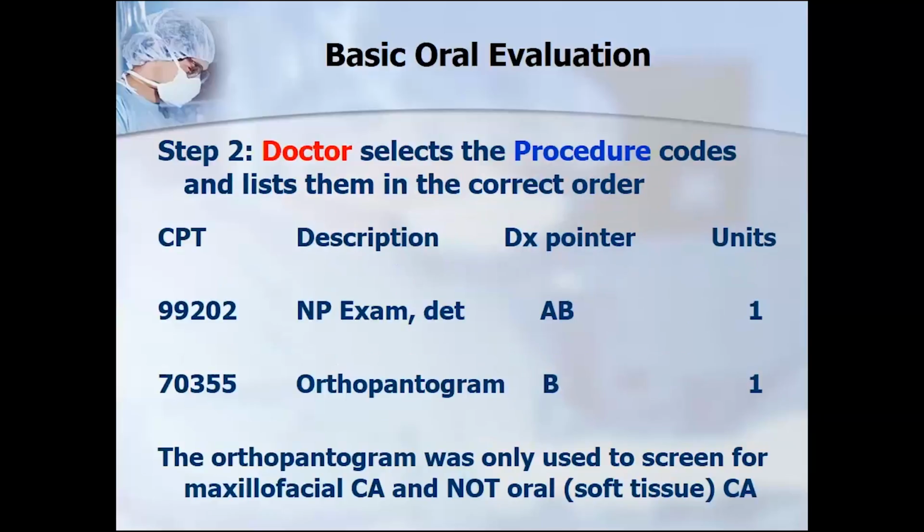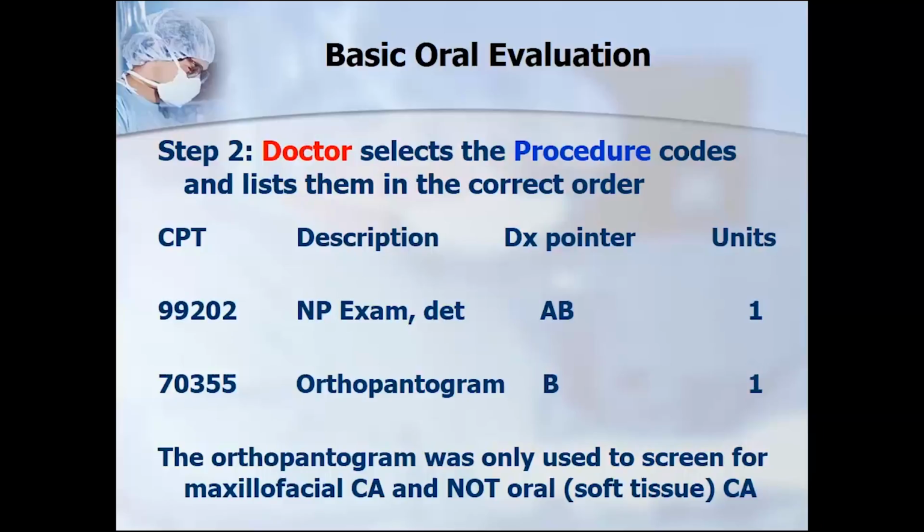Step 2, the doctor selects the procedure codes and lists them in the correct order. So we've got the exam detailed for a new patient. Notice diagnosis pointer AB. We did the exam. We screened for oral cancer, maxillofacial cancer. Units, we did 1 exam.